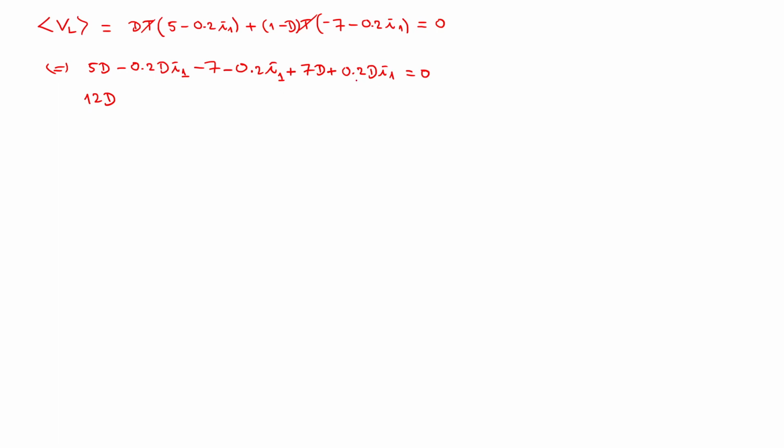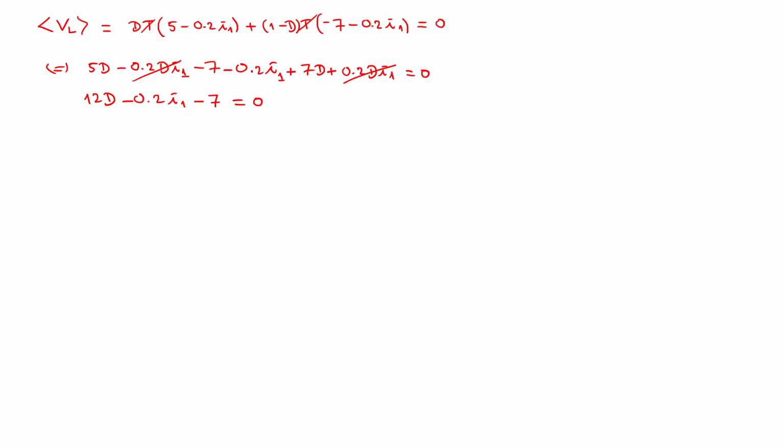Minus, and this one plus, so this one cancels, and then 0 or minus 0.2 I1 minus 7 equals 0. So here you realize that just from one property you cannot solve it, because you have two parameters now, two variables, d and I1. So you need to find another property.